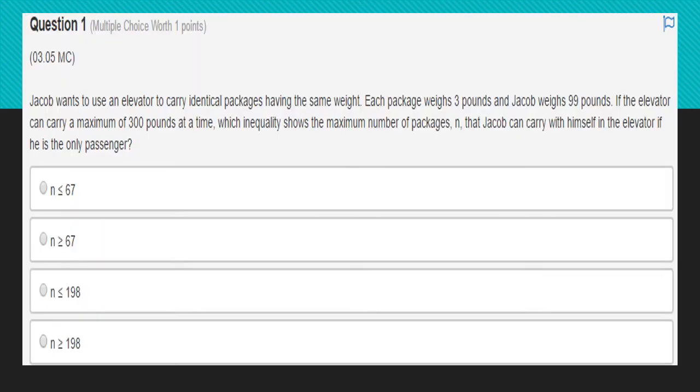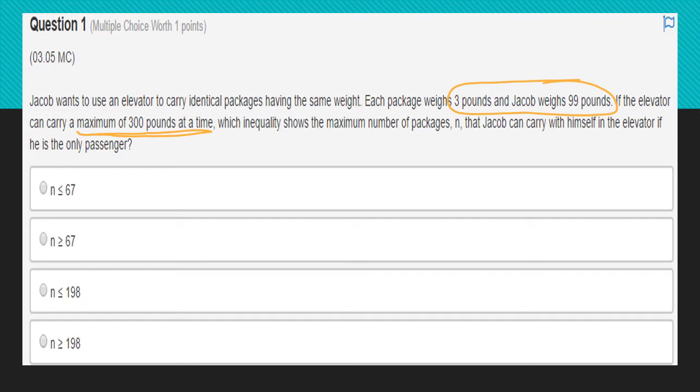All right, this first question says that Jacob wants to use an elevator to carry identical packages having the same weight. Each package weighs 3 pounds and Jacob weighs 99 pounds. If the elevator can carry a maximum of 300 pounds at a time, which inequality shows the maximum number of packages n that Jacob can carry with himself in the elevator if he is the only passenger?